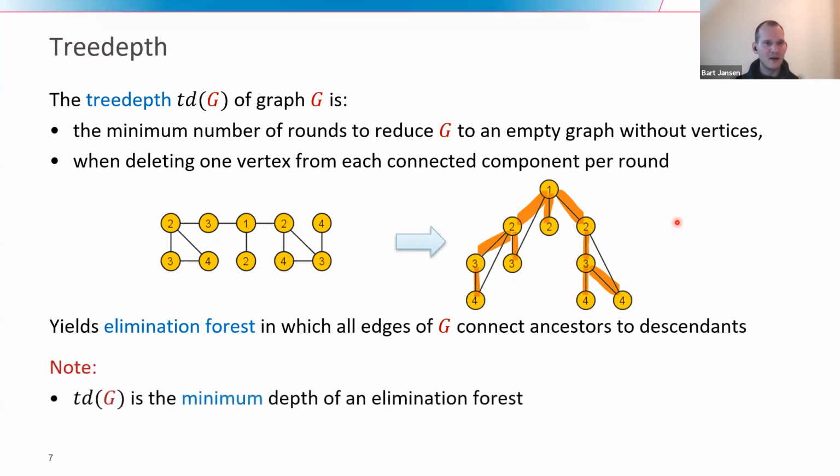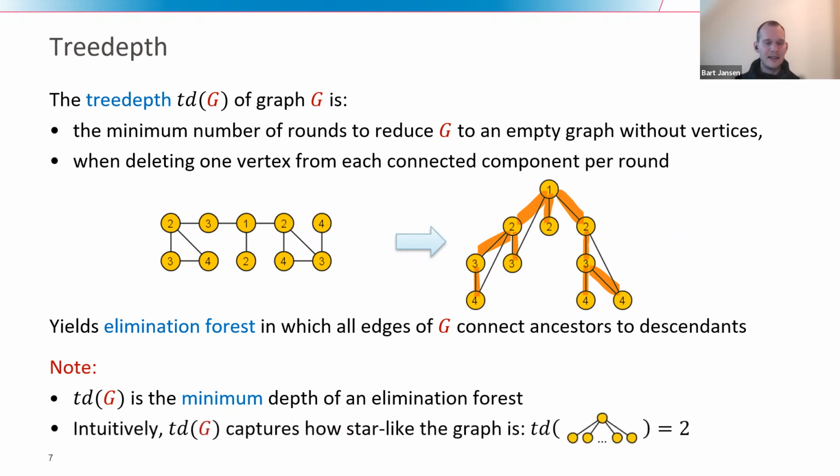So we can think of the tree depth of the graph as the minimum number of rounds to eliminate all of its vertices. And equivalently, we can think of it as this elimination forest that encodes the elimination sequence, and the number of layers in this tree is effectively the depth of the forest, which corresponds to this tree depth value. And intuitively, having a small value of tree depth measures how star-like your graph is. If you really have a graph that's a star, then its tree depth will always be 2. If you have a graph that has a very long path, it will not be star-like and it will have a large value for its tree depth.